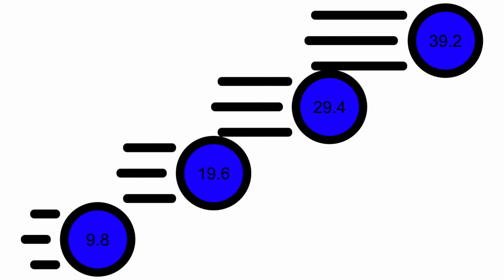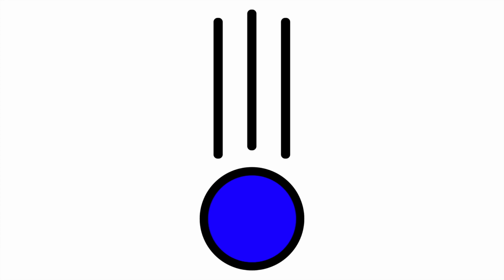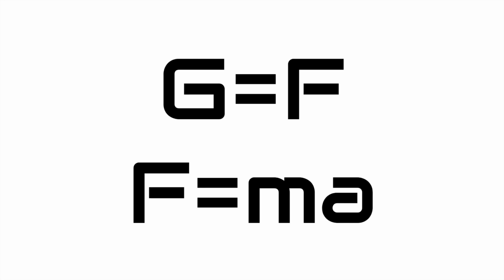After 1 second, the object will be moving at 9.8 meters per second. After 2 seconds, it'll be moving at 19.6 meters per second, then 29.4, then 39.2, then 49.0. Why does gravity accelerate? Why don't things fall at a constant speed?